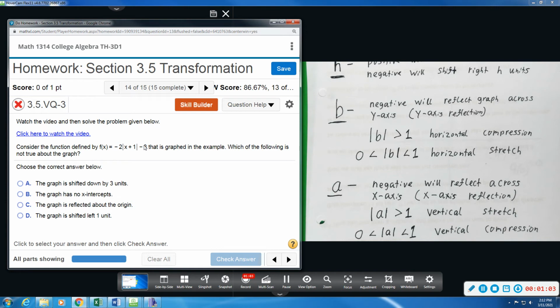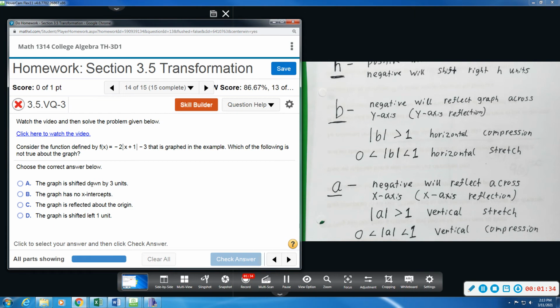So this graph, if I'm just describing what's happening, it is going to be stretched out in the vertical direction because the absolute value of negative 2 is going to be bigger than 1. So vertical stretch. The negative is going to reflect it across the x-axis. The plus 1 will shift it left. The minus 3 will take it down. So the graph is shifted down 3. That is true. We want to know which of the following is not true.